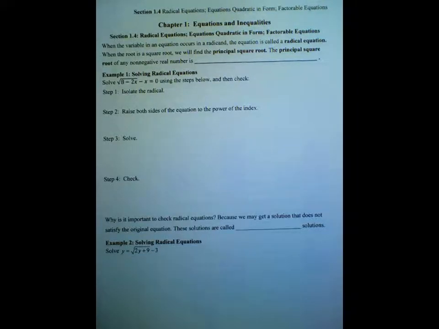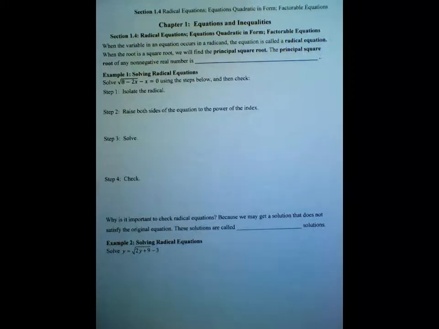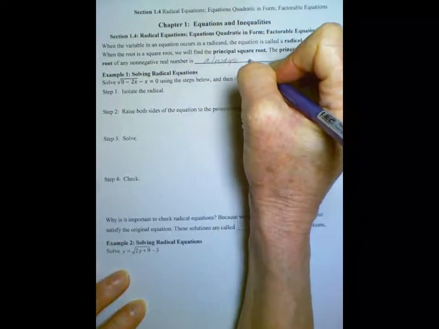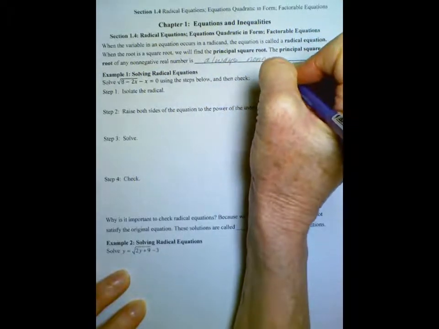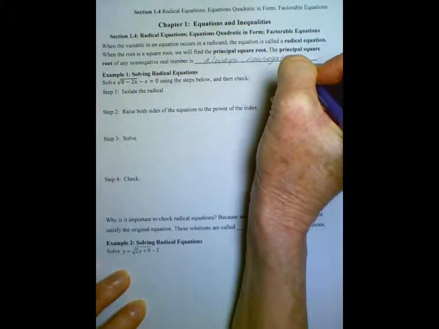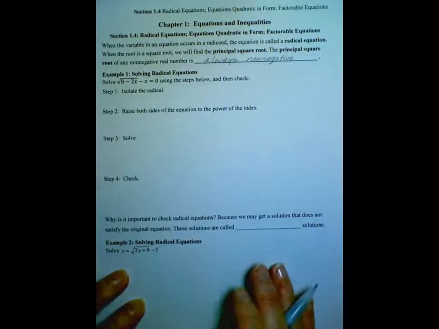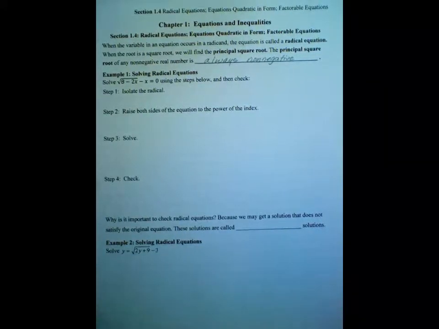When the root is square root, we will find the principal square root. The principal square root of any non-negative real number is always non-negative. Now, why do they say non-negative and not just positive? Well, because 0 is included, and 0 doesn't get a sign. 0 isn't positive. So in order to say positives and 0, we just say non-negative.